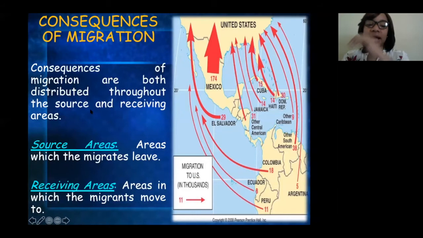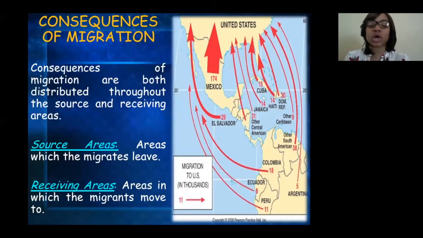So because of that, now we're going to look at these source and receiving areas. You're going to have positive and negative impacts surrounding your source area and positive and negative impacts surrounding your receiving area. I know far too often we typically just look at the negative aspect of migration. So today you're going to see how areas are being influenced positively from migration as well.